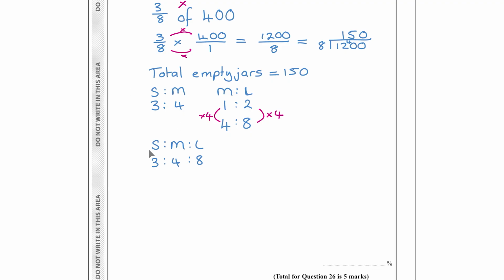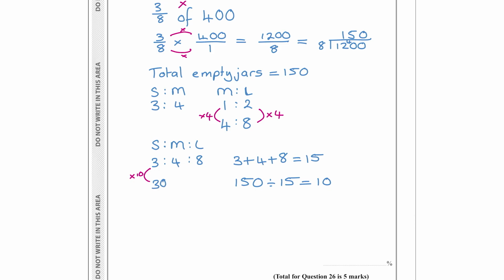And now how many parts in total? So we've got 3 plus 4 plus 8. These are the total number of parts. Add that up, 3 plus 4 plus 8 equals 15. And then, the total number of empty jars was 150. So 150 divided by 15 equals 10. So we have to multiply these by 10. And they only want the small jars. So what we would do is 3 multiplied by 10. That will give us 30.